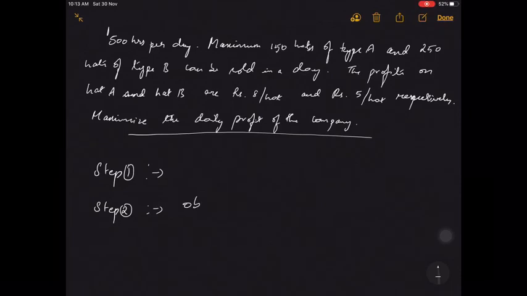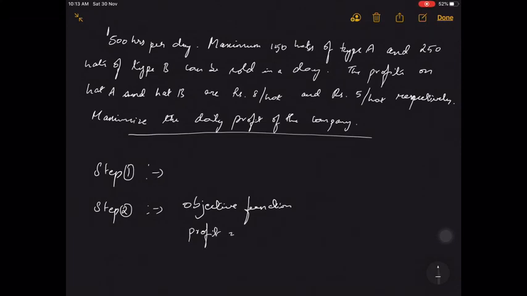That is, the objective function. So what is the objective function? I'll write here: profit function. The profit function is equal to, you get 8 rupees profit by selling 1 unit of hat A plus, you get 5 rupees profit by selling 1 unit of hat B. Now profit depends on how many units you're going to sell in a day. So let X represent the number of hats of type A that you are selling in a day.